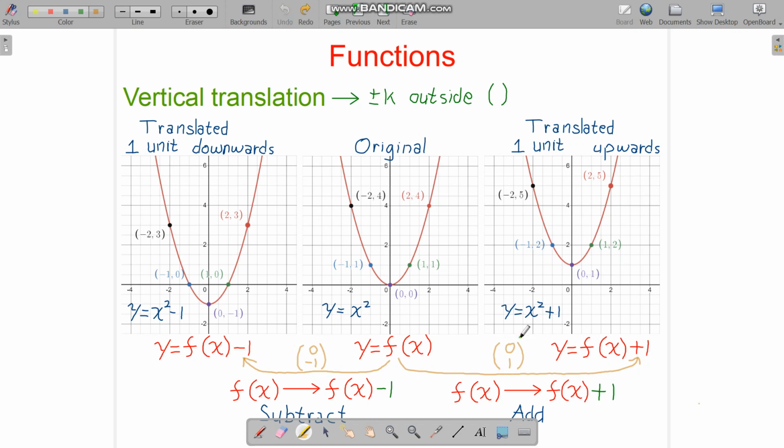And the function notation, it's on the outside of the parentheses, minus down, plus up. So this means exactly like the original x squared, but you have -1, exactly like the original, but you have +1.